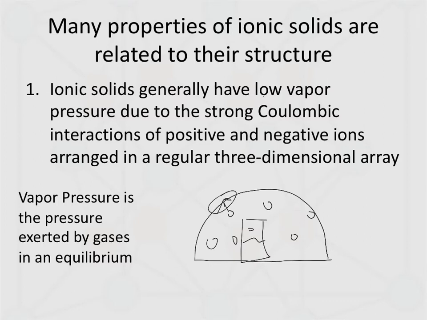So ionic solids have low vapor pressure. What that means is that they do not make a lot of gas particles. Hopefully that makes sense, because ionic solids are positive and negative things that are attracted to each other. That strong interaction between the positive and negative in that lattice keeps them held together. And because they're held together, they don't evaporate very easily, so they have a very low vapor pressure.